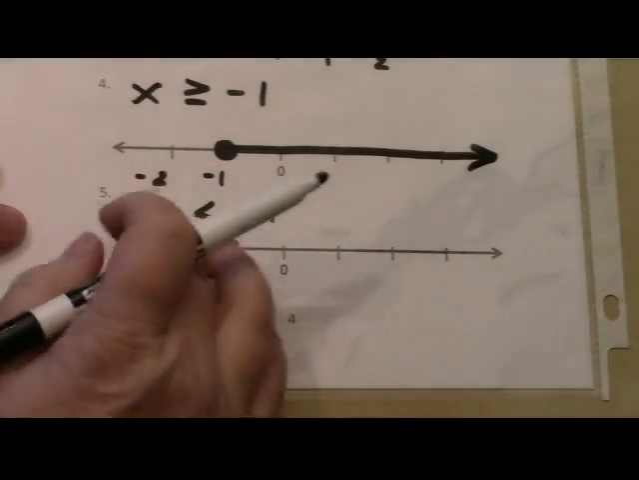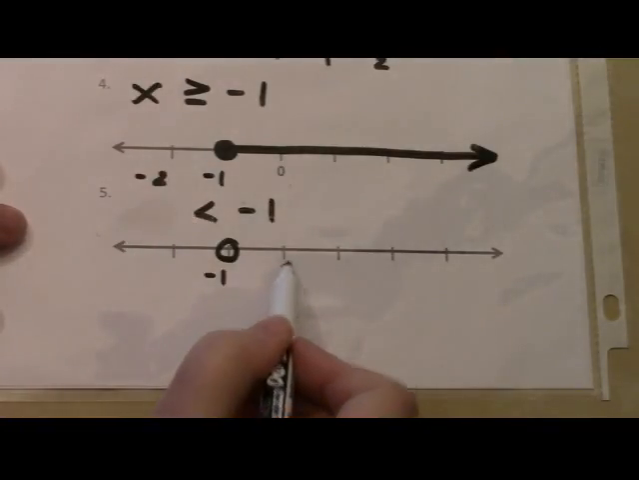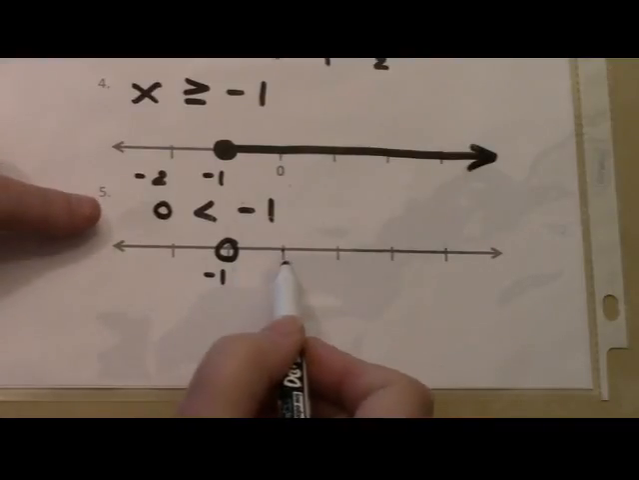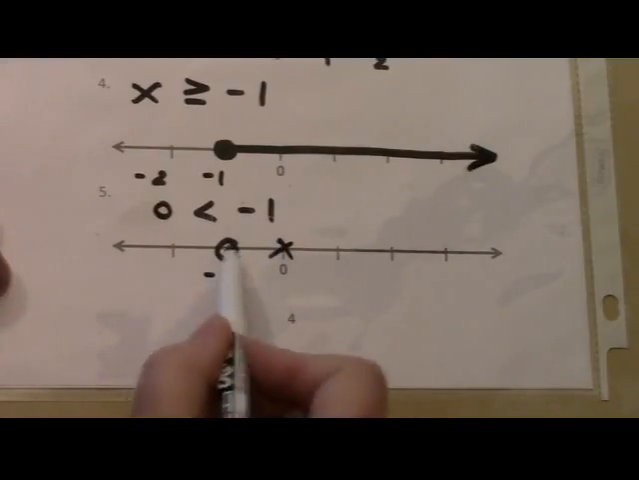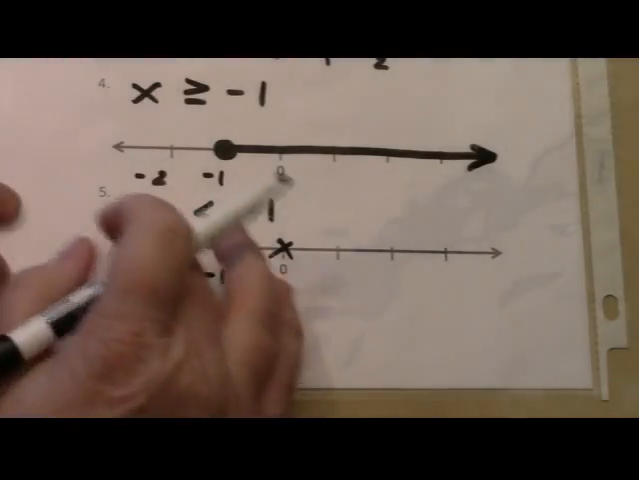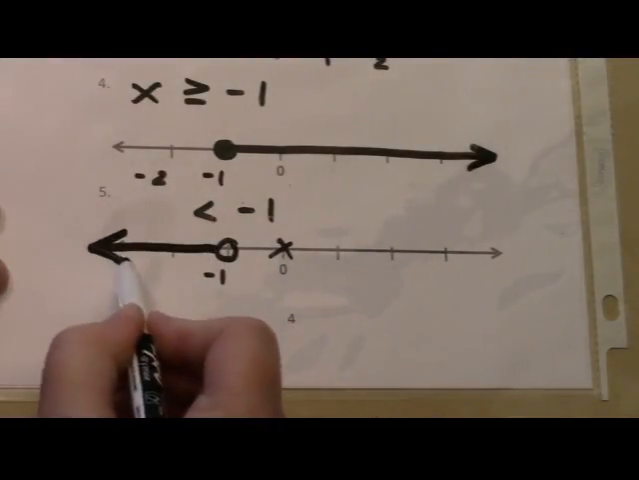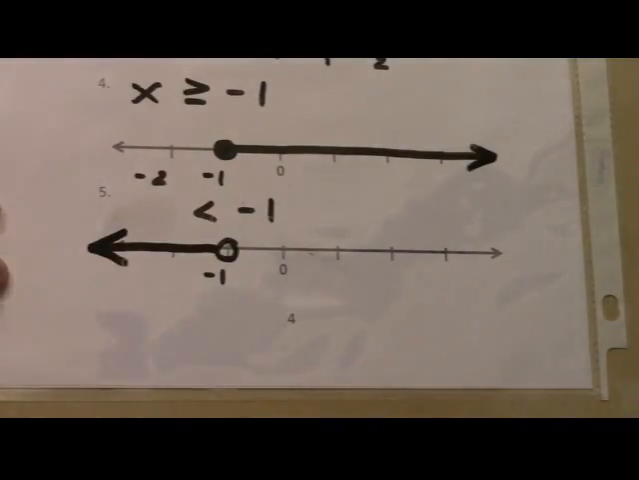I can test. One way to do it is, let's test 0. Is 0 less than -1? No. That means nothing on this side is going to be true, but everything on the other side will be true. So it's going to look like that when x is less than -1.